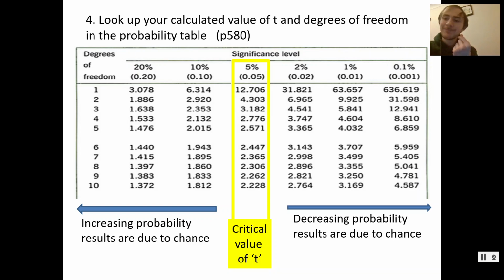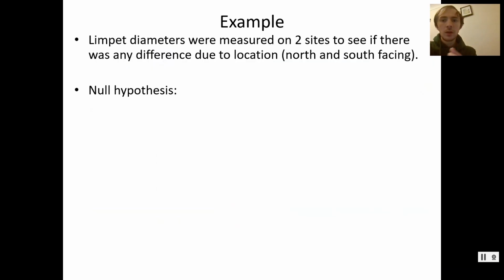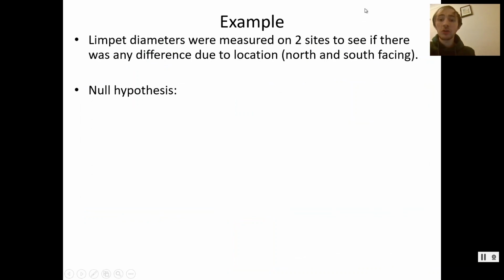Fine. I think this will be much easier for you if we have done this as an example. So, I'm going to give you an example. We've got limpet diameters, everyone's favourite. They're measured on 2 sites to see if there's any difference due to location. So basically, I've got some limpets that face north, I've got some limpets that face south. I want to know if there's a difference due to location.